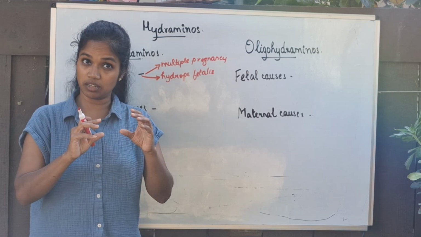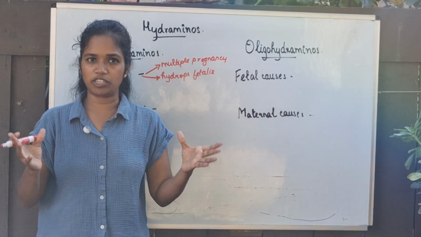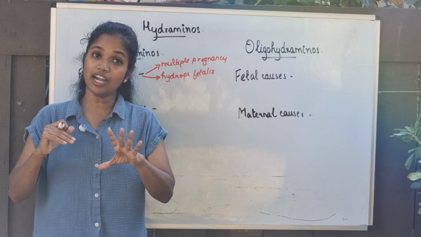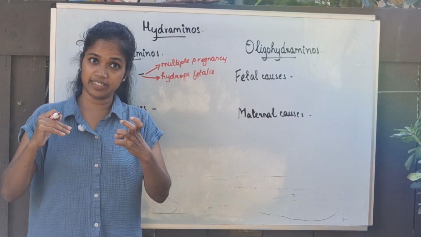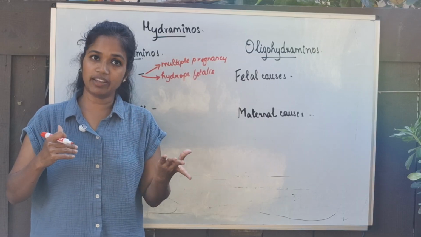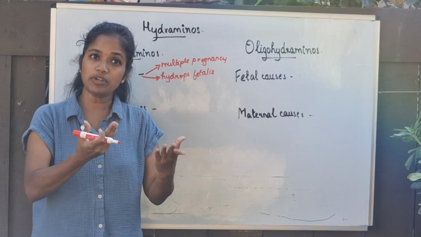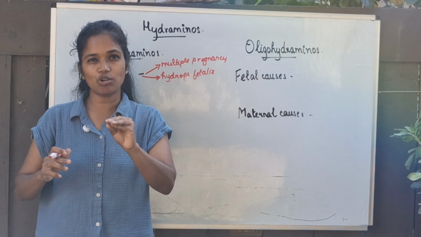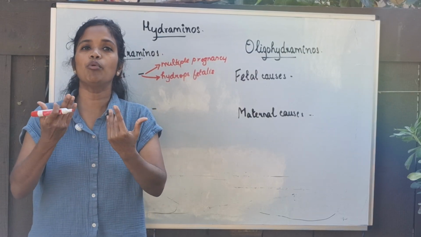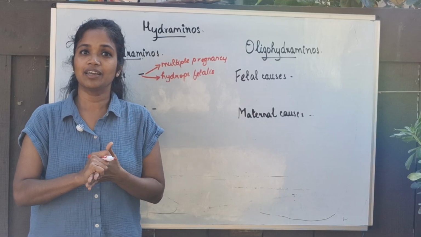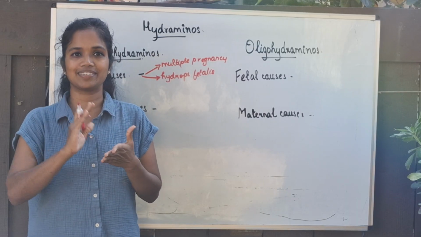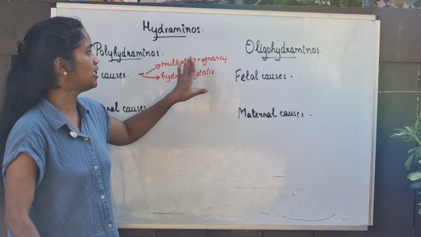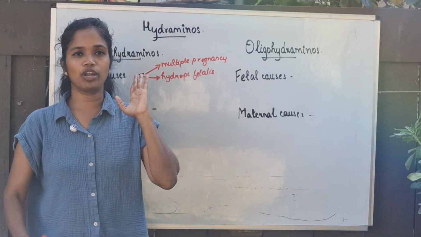RBC is lysed, but still the oxygen has to be supplied to all parts of the body. Now what will compensate? The heart will compensate. The heart will start pumping faster. In other words, the cardiac output will increase so that it can compensate for the RBC loss. During that compensation, the kidneys also receive a little bit more blood. Because of this, the urine output also increases. Therefore, there is polyhydramnios. So hydrops fetalis and multiple pregnancy result in polyhydramnios.